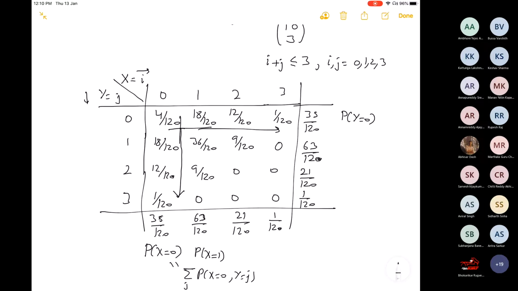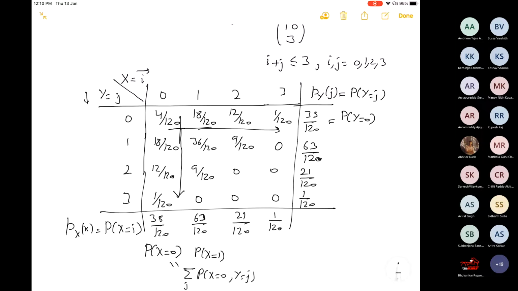So you can just write down this is p_Y(j), the probability y is equal to j, where j is 0, which is the probability y is equal to 0. And this you can write down as the probability x is equal to i. So these are known as the marginal distributions.